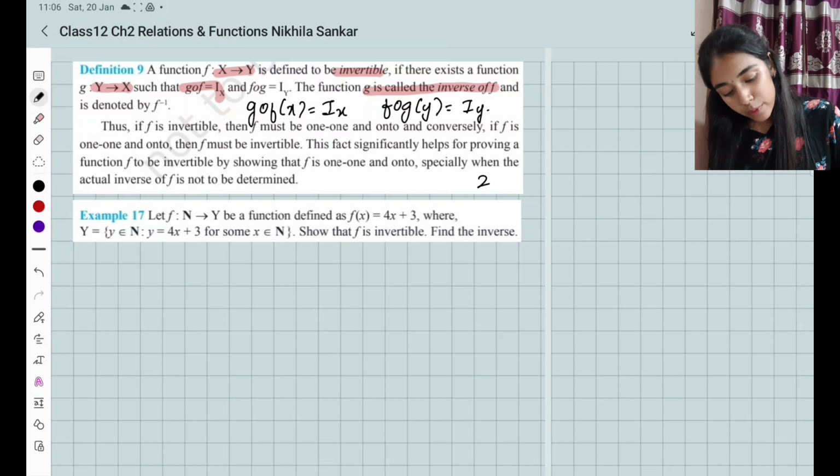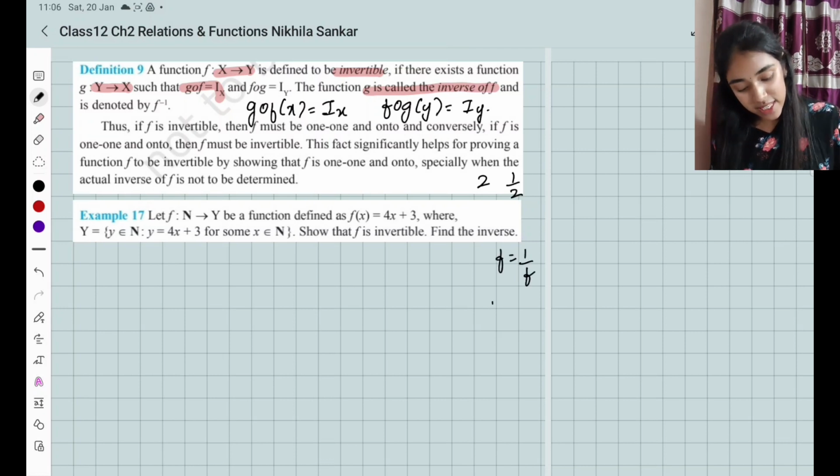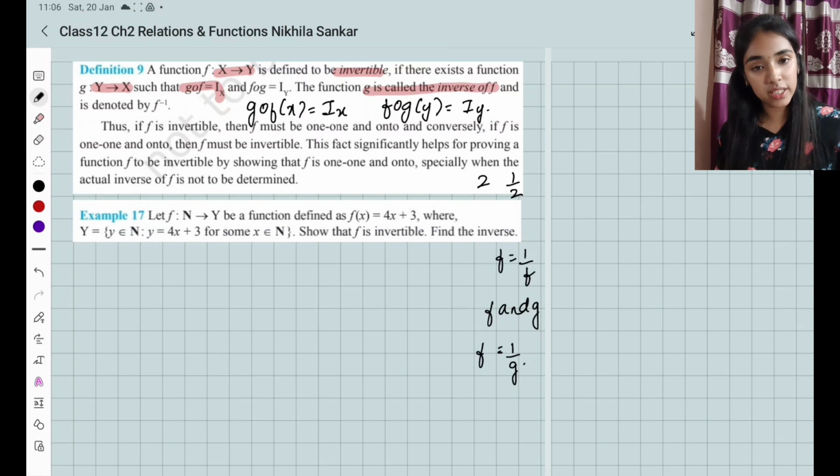What does that mean? Now, what is the inverse of 2? 1/2. In the same way, the inverse of f is going to be 1/f. We say that f and g are inverse of each other, which means f equals 1/g. Okay, this is the proof. This is the meaning of the definition. Okay, so let's solve an example.